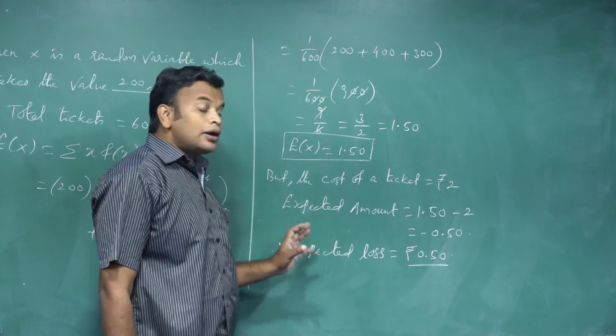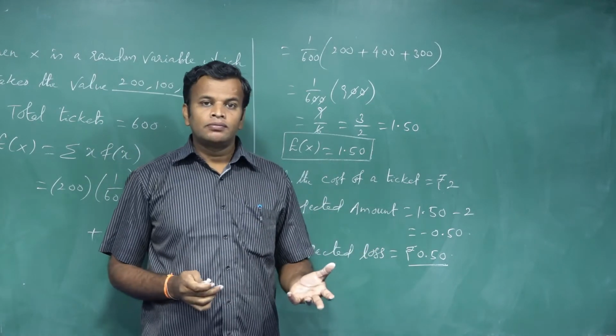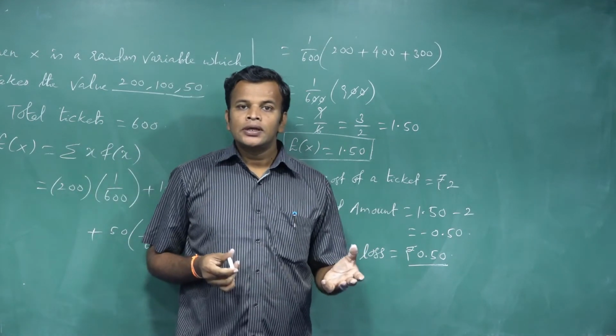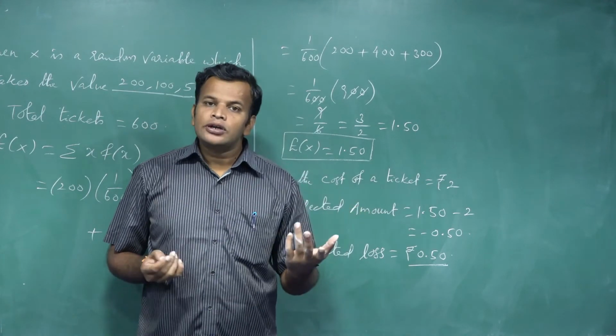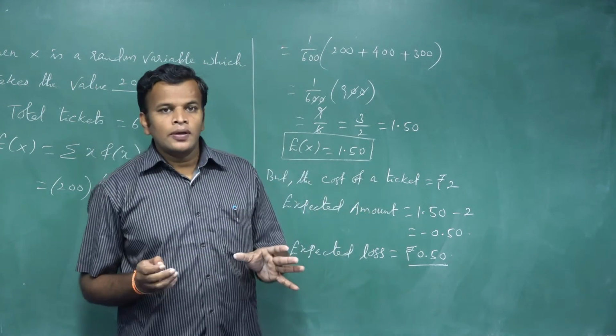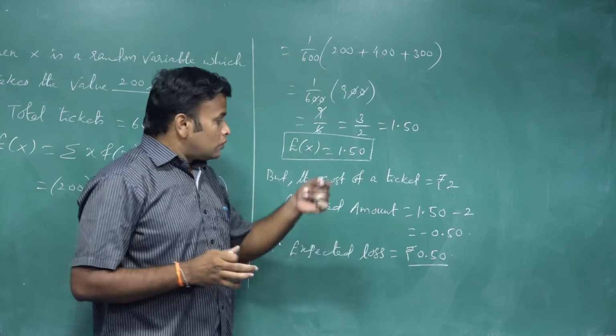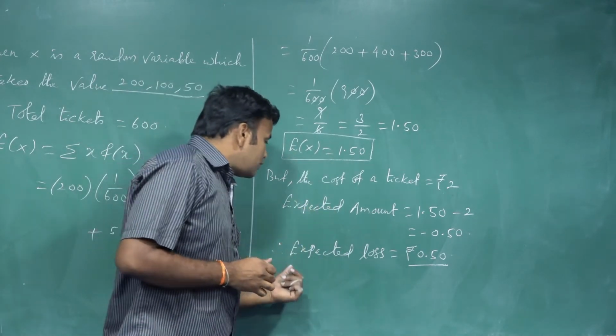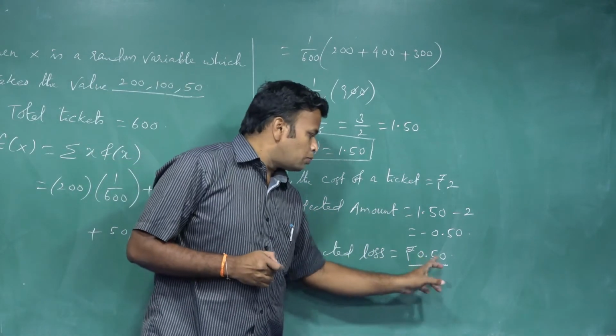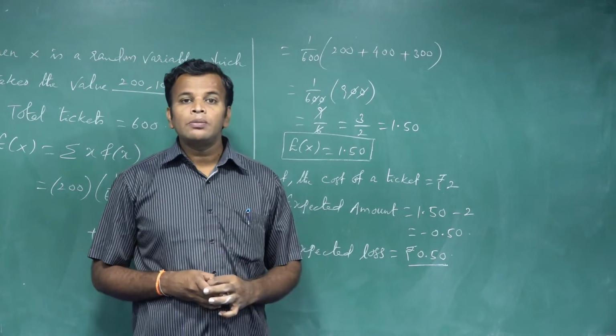Probability is an expectation. Suppose a lucky person has a ticket, the ticket amount may be 200, that is also possible. But in general we say, if we have one ticket, there will definitely be a loss of rupees 0.50. It's nothing but 50 paise.